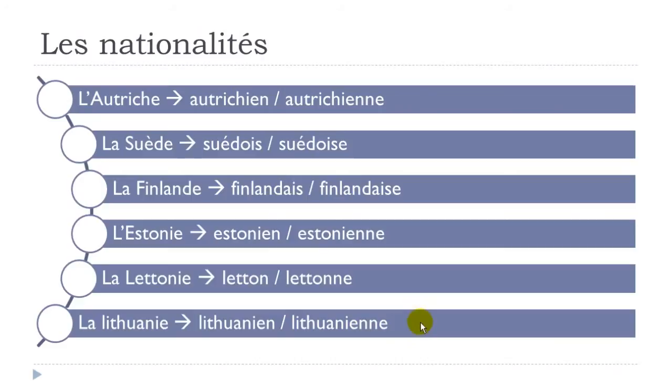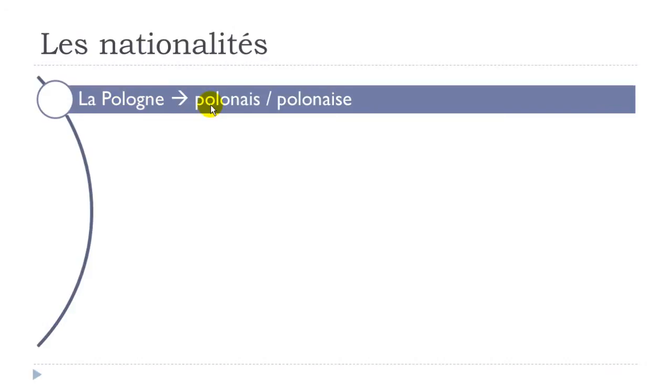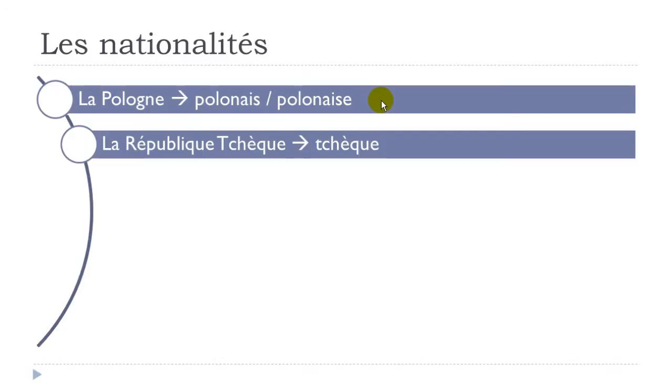La Pologne. Polonais, polonaise. Polonais, polonaise. La République tchèque. Tchèque. Okay, so here as well, you get only one nationality. So whether for masculine or feminine form, it will be the same. Tchèque. Okay?